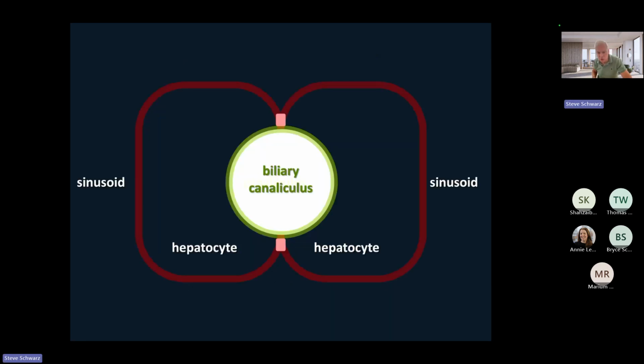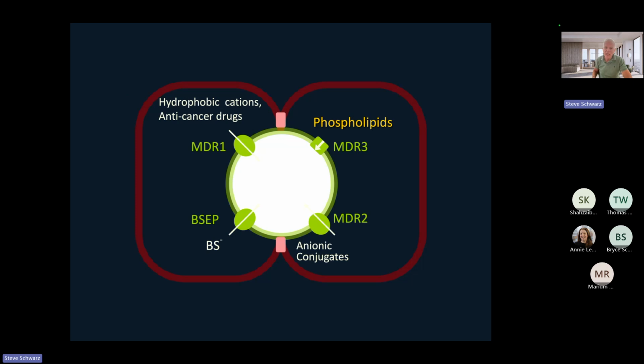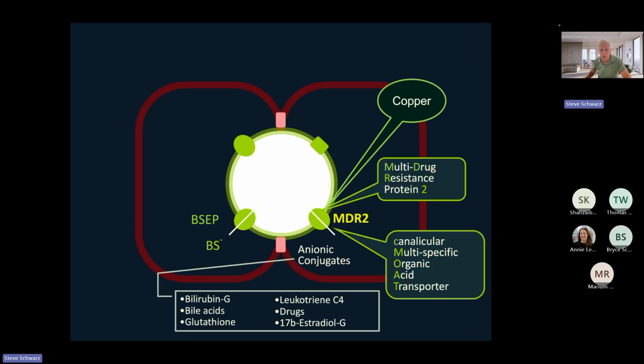So again, just to refresh your memory, we've gone over this before. This is a schematic of the biliary canaliculus with a hepatocyte on either side and the sinusoidal space. There's the basolateral membrane, there's the apical or canalicular membrane, and there's the junctional complex. And remember about the ATP binding cassette, the transporters. We have MDR1, the bile salt export protein, MDR3, which is primarily responsible for transport of phospholipids into the canaliculus. And then we have MDR2, responsible for, among other things, anionic conjugates. So here is MDR2. Here we have the anionic conjugates, bilirubin glucuronide, bile acids, glutathione, et cetera. It's otherwise called the multispecific organic acid transporter, or MDR2.